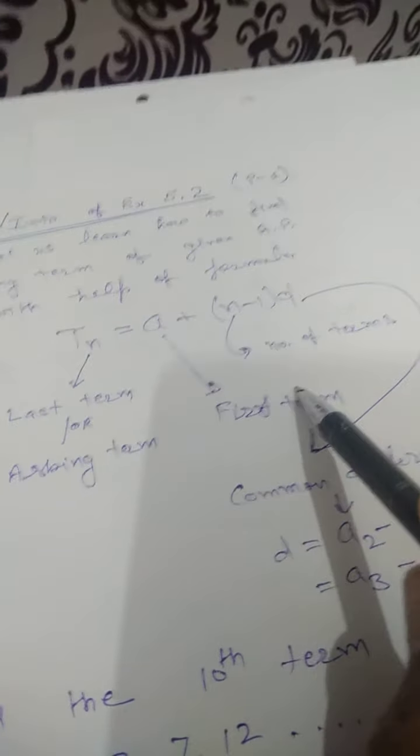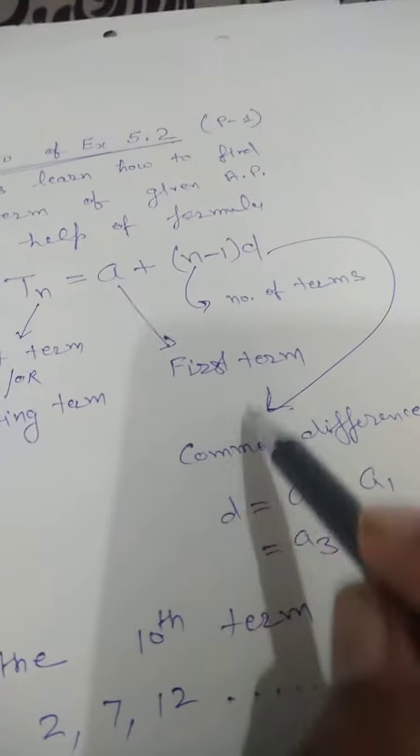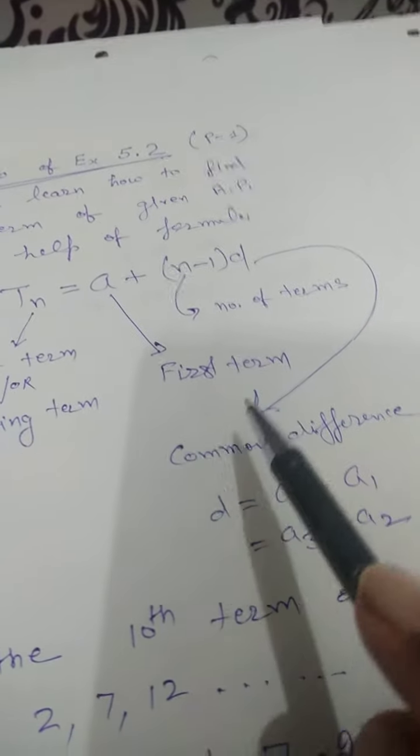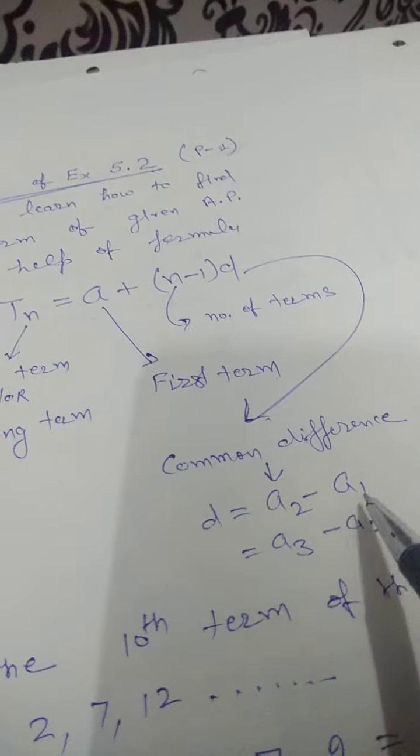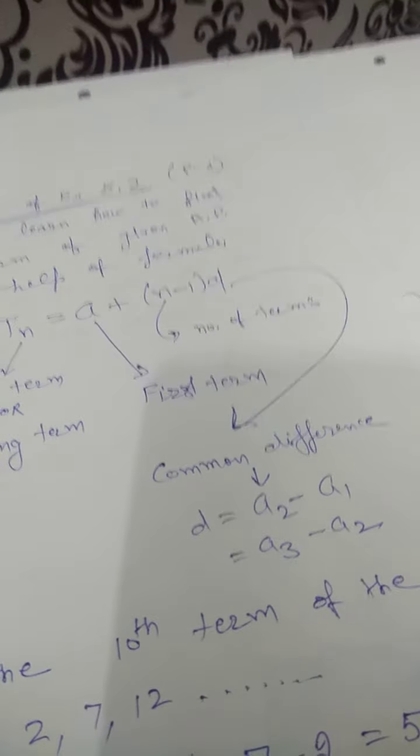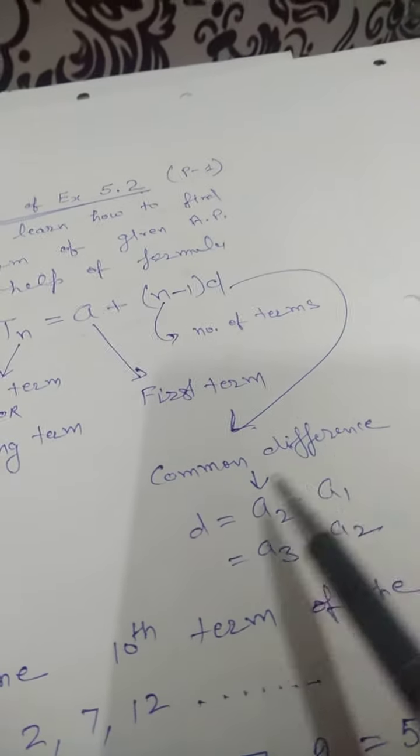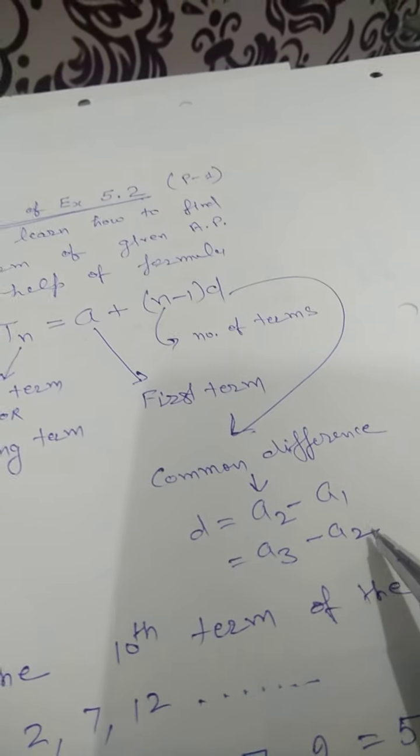D means common difference. How to find the common difference? Second term minus first term, or third term minus second term.